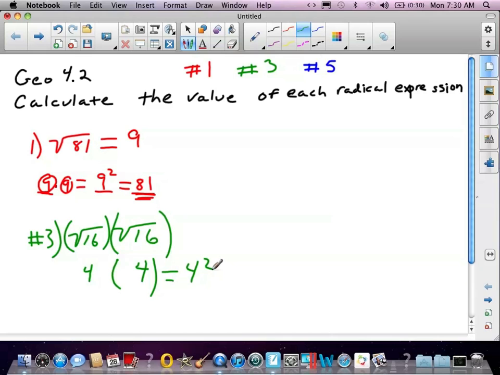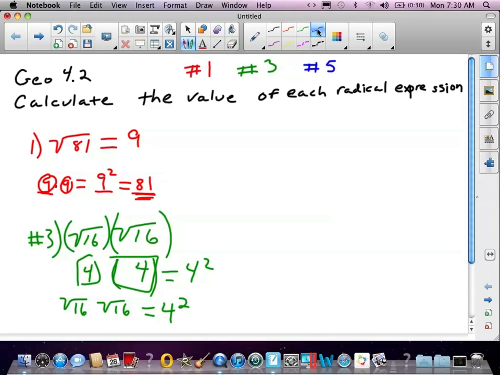So my final answer for the square root of 16 times the square root of 16, if I'm going to calculate the value of this radical expression, would be 4 squared. Because I have 2 4s, 4 times 4, 4 times itself. Okay, go ahead and pause. Take a look at that and see if you understand that. And if so, see if you can do the others on your own.